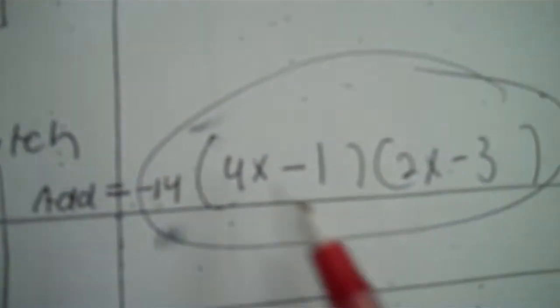Now you can do a quick check. Remember, this times this should equal C. Negative 1 times negative 3 is 3. This times this should equal A. That'd be 8x second. Okay.